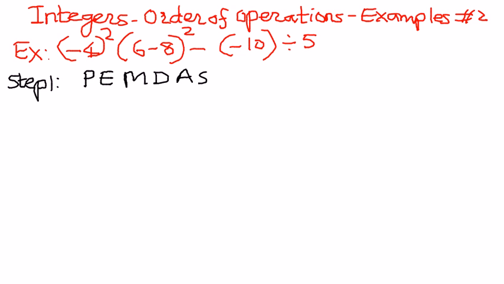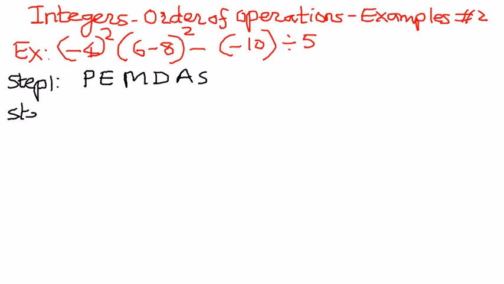P stands for opening up the parentheses, E stands for expanding the exponents, M stands for performing the multiplication from left of the equation to the right of the equation, D stands for performing the division operation from left of the equation to the right of the equation, A stands for performing the addition operation from left of the equation to the right of the equation, and lastly the subtraction operation we're going to perform from left of the equation to the right of the equation.